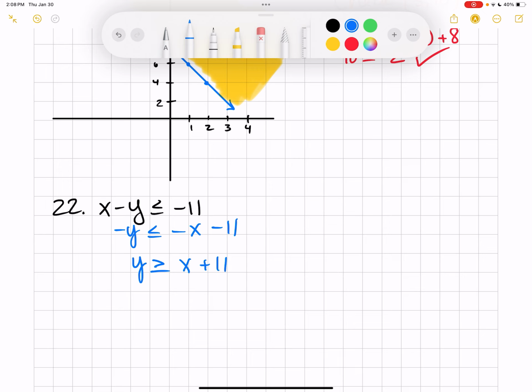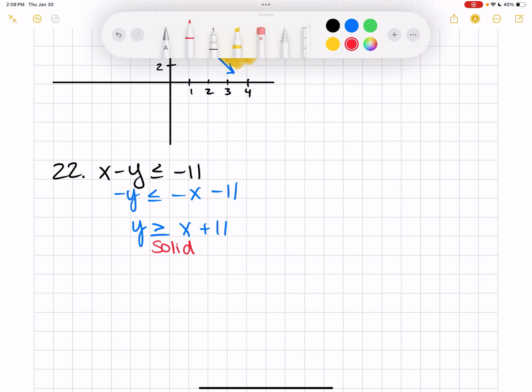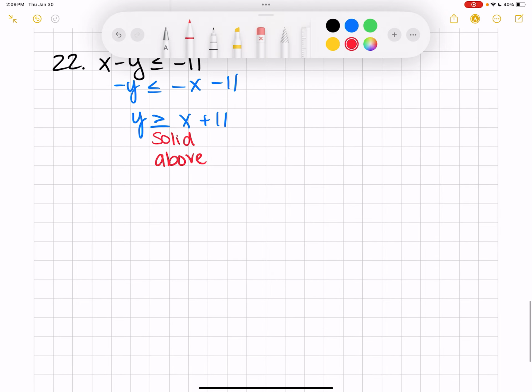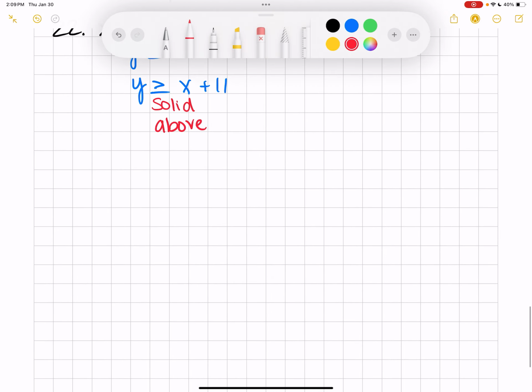All right, so now, am I solid or dotted? Solid. So this one is still solid. And then which way is this one being shaded? Above, yep. Above. All right, so this graph, well, let's do this actually. What's my slope? 1. Intercept? 11. All right, so again, pretty big number.